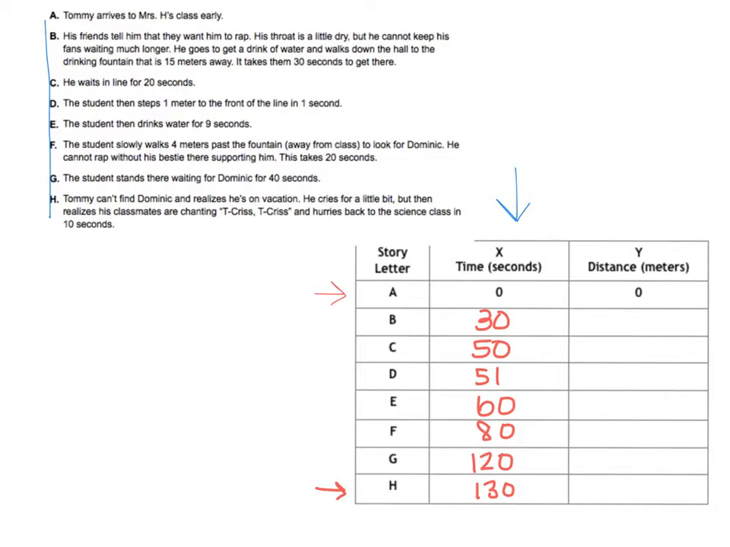The distance, however, depends on distance from the classroom. So the classroom is represented by 0. That's our starting location. From there, he continually kept walking away from the classroom until we got back to step H. At that point, he returned back to the classroom. Your times are filled out as so.